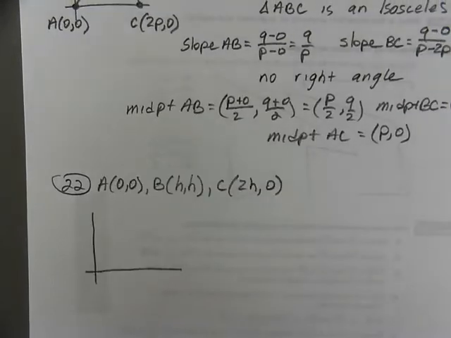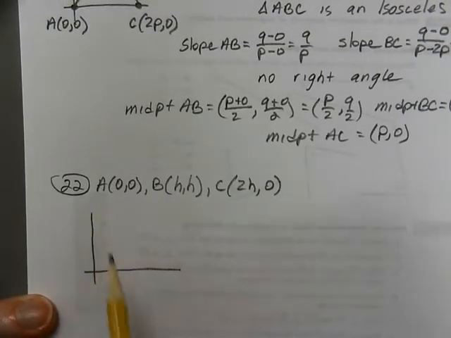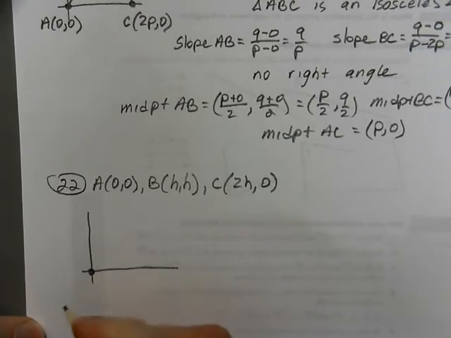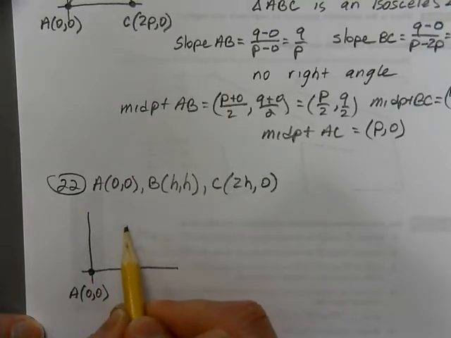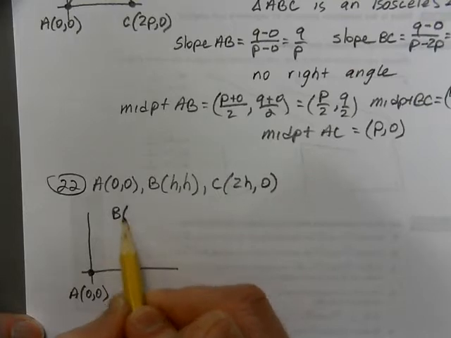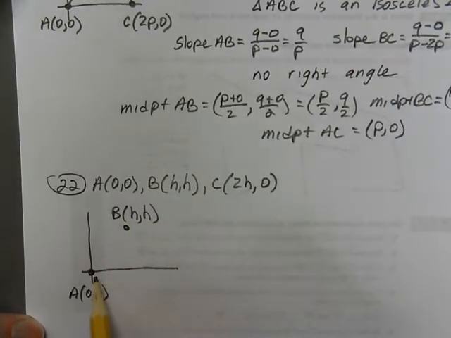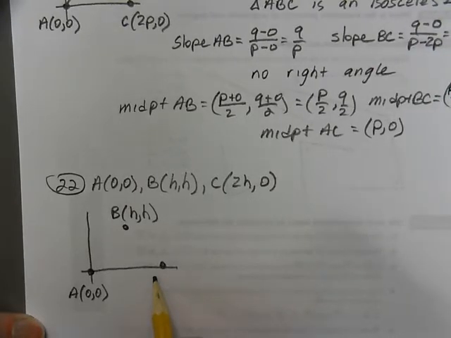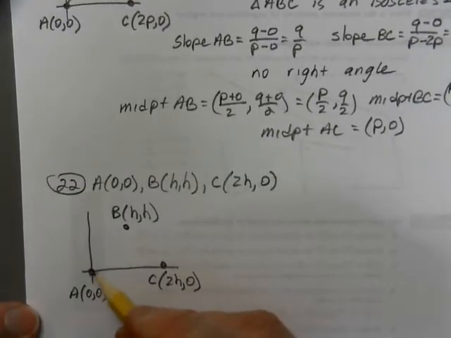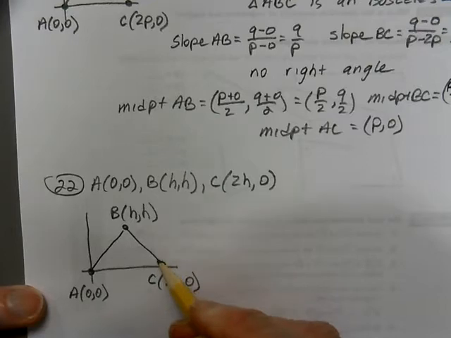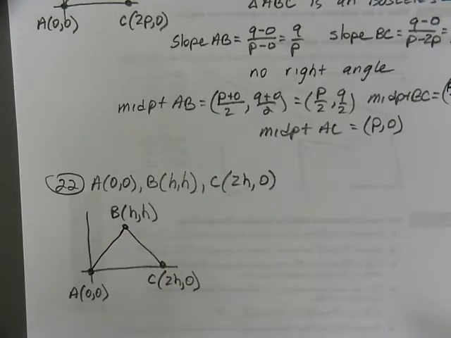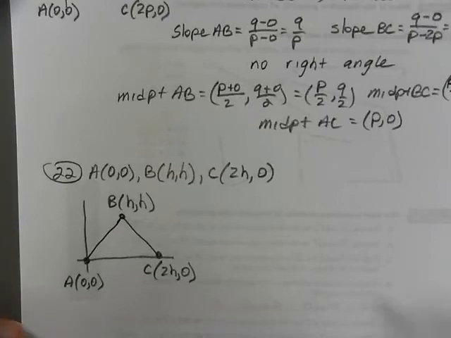Number 22. So for number 22, we know we have a point at the origin. We know that we have a point at what's called h. And we have a point that's called 2h. Very similar to what we just had in the previous problem, but not necessarily exactly the same.